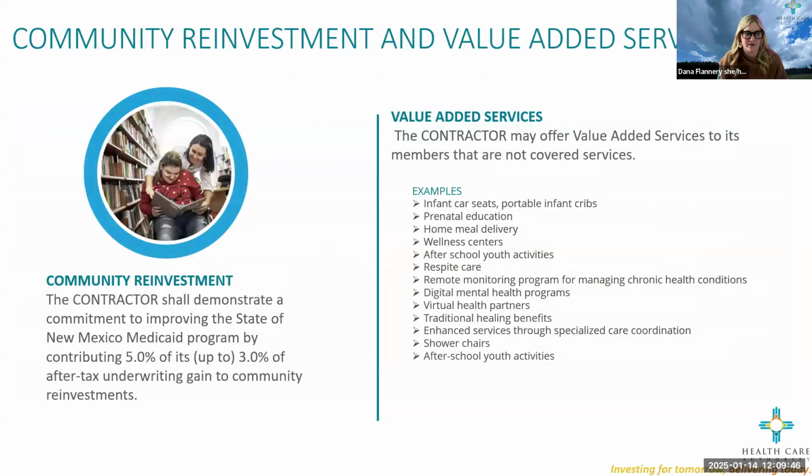So if you're looking at community reinvestment, it says, and this is pulled directly from contract language, the contractor shall demonstrate a commitment to improving the state of New Mexico Medicaid by contributing 5% of its, and this is like that profit margin, right? Up to 3% of after-tax underwriting gain to community reinvestment. So for those of you that don't find managed care finance to be incredibly thrilling, again, they have a certain profit that they can hit, and there's a ceiling to that. And so this is just taking a sliver out of that. That being said, many of us states also do risk-sided corridors, which is double-sided to help them from their losses.